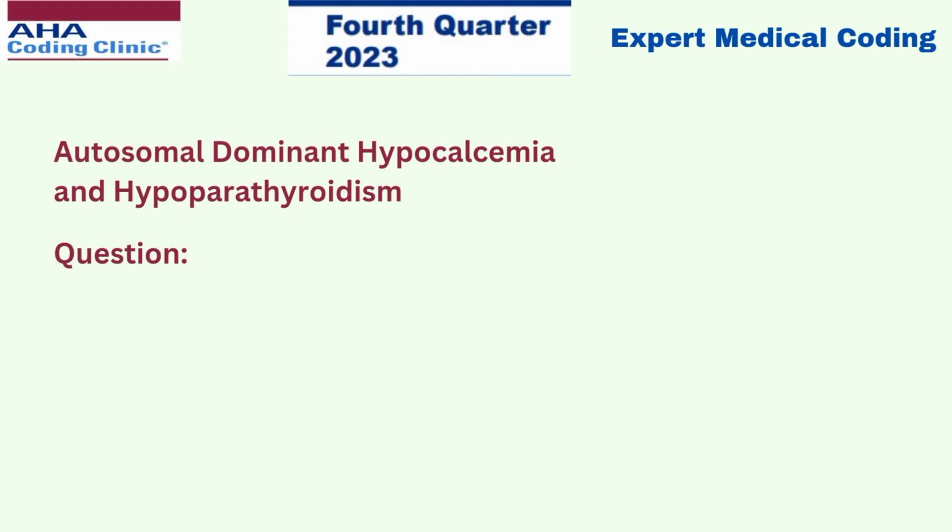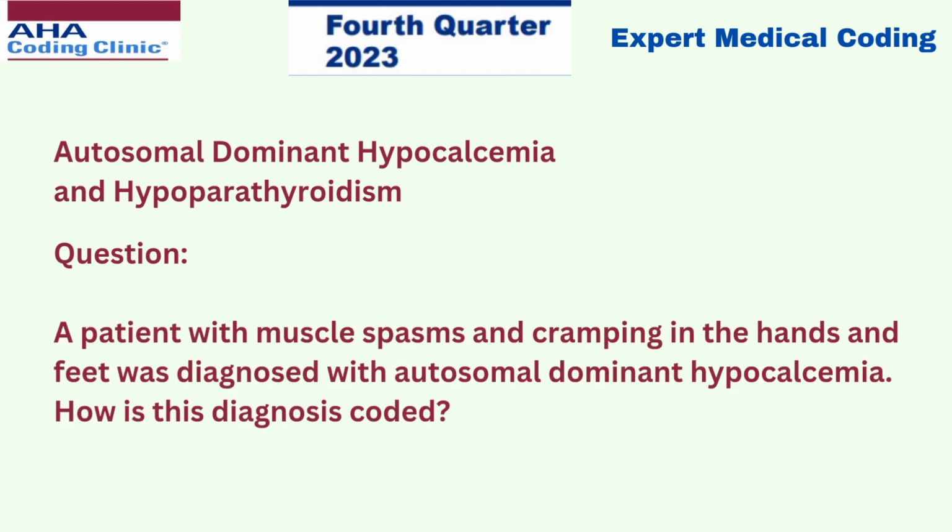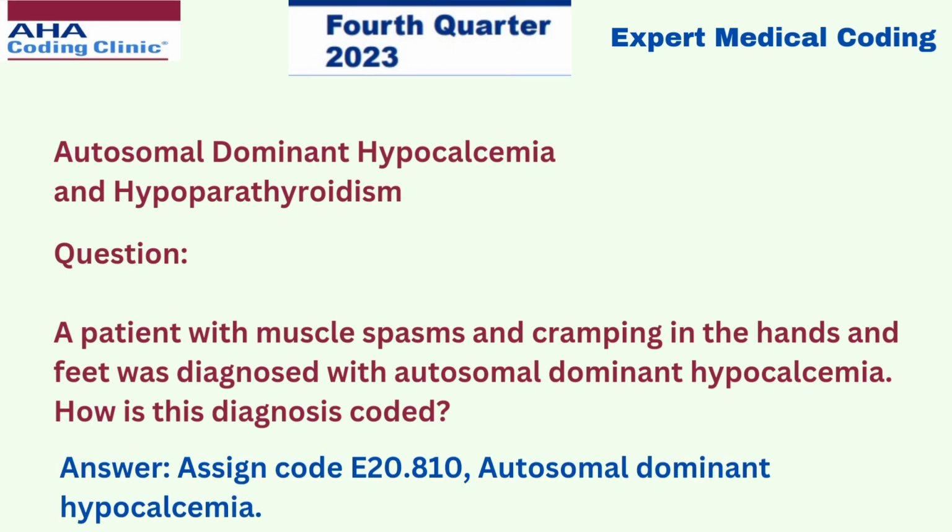And the question here is, a patient with muscle spasms and cramping in the hands and feet was diagnosed with autosomal dominant hypocalcemia. How is this diagnosis coded? And the answer is, we have to assign code E20.810 for autosomal dominant hypocalcemia.